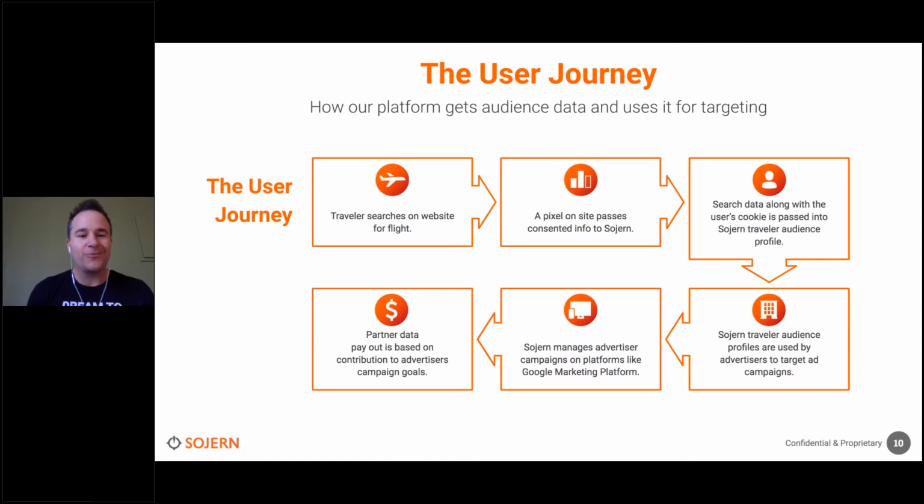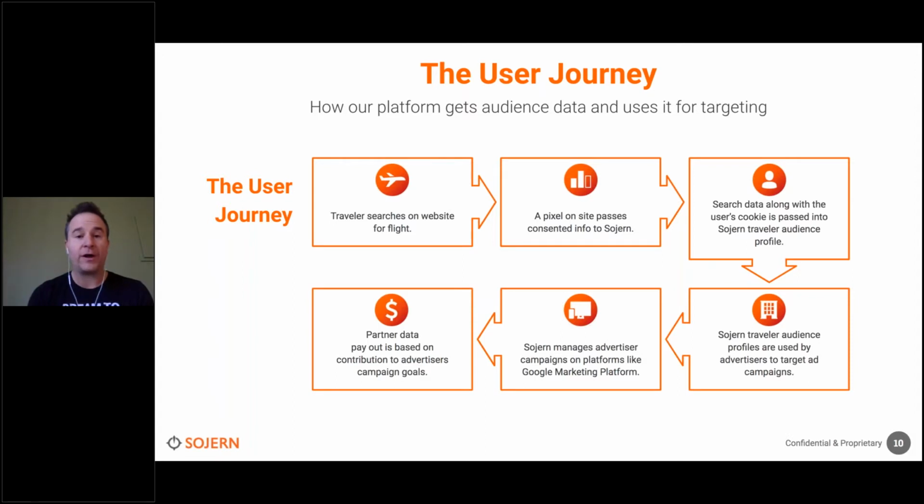So we've explained the display-the-ad part of the equation for programmatic. Now let's explain the how-do-you-know-which-person-should-see-an-ad part. As you can see, we've named this the user journey, but really it's about how our platform gets that audience data and uses it for targeting.